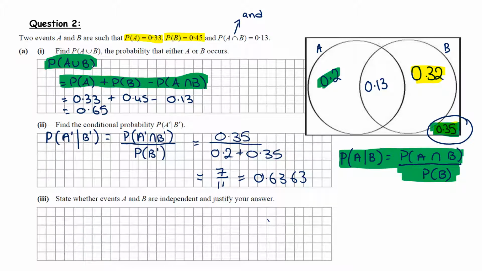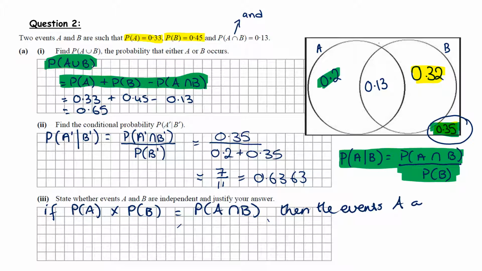The next one that we have is for independence. So how we would prove independence, we would say if the probability of A multiplied by the probability of B gives me the probability of A and B happening, i.e. the intersection, then the events A and B are independent.